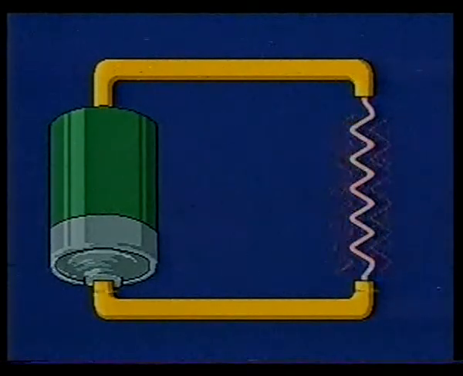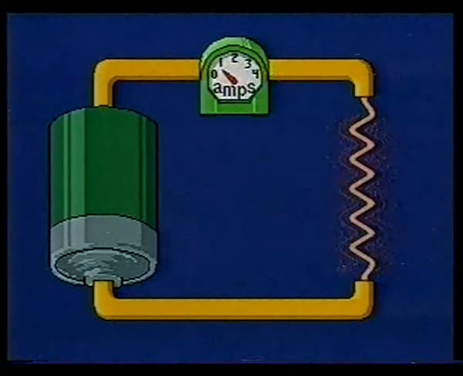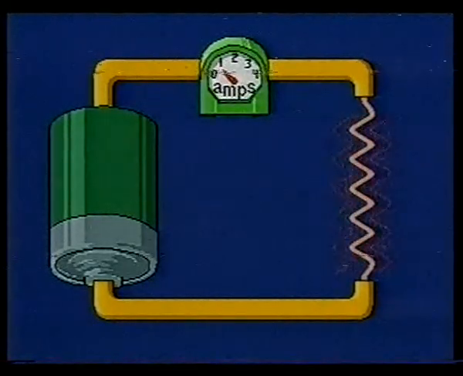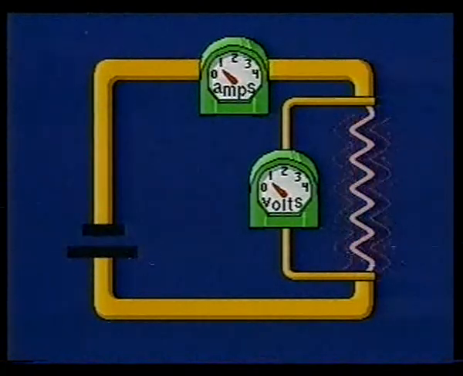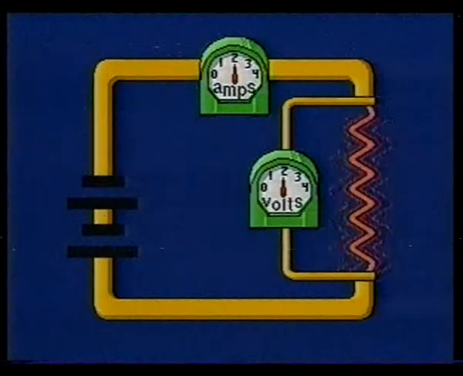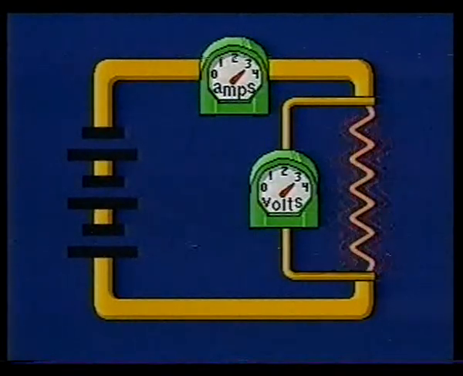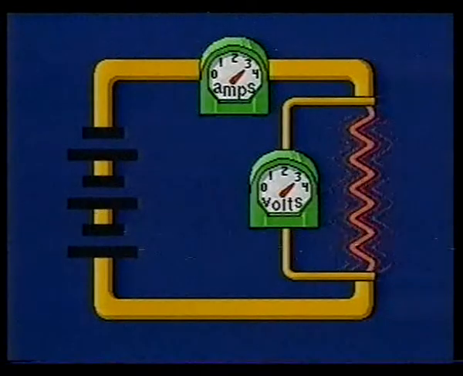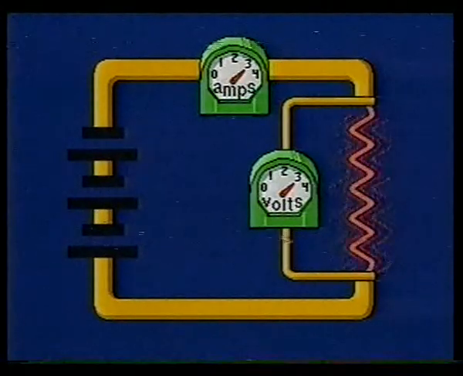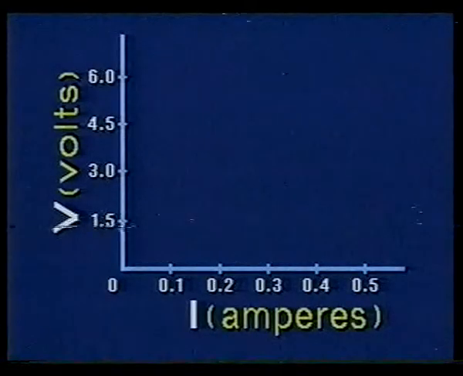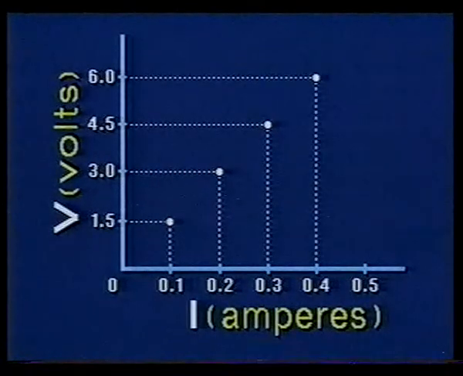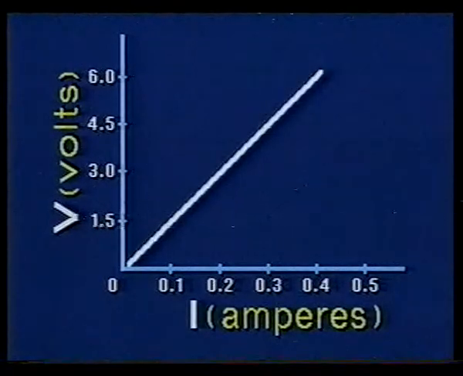The resistance of the resistor is defined in terms of the current passing through it and the potential difference across it. By adding more cells, we can change the potential difference across the resistor. Note, when this is done, the current flowing through the resistor is also increased. If we record the potential difference and the current through the resistor, each time we change the number of cells, we find that a straight line results.